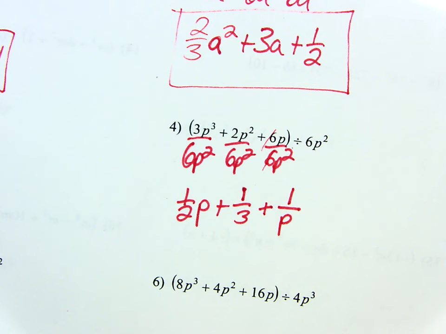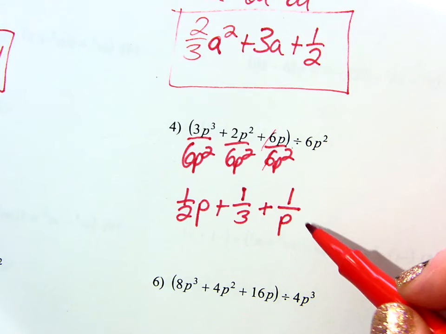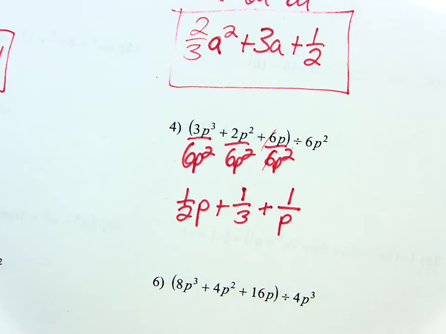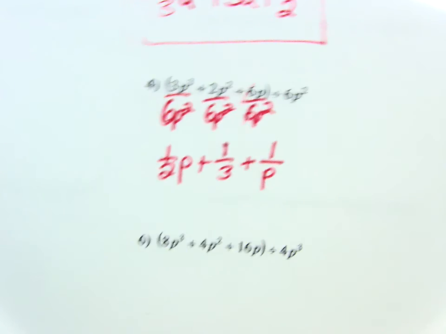How do you do that though? What do you mean, how you do it? How are you supposed to? That's your answer. That's it. You're done. Do you know why it's p on the bottom? Yeah. Okay. Yeah, you just leave it. So let's see. Try 6. That one's similar to that.